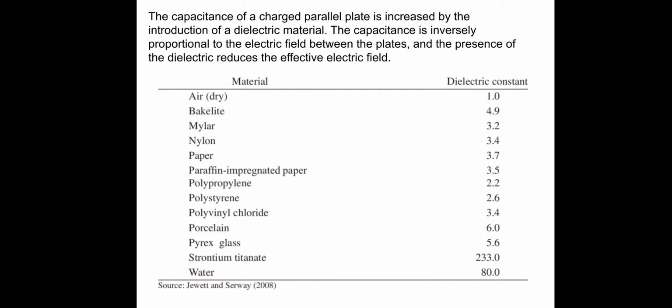So here's some examples. So we've got the material and the dielectric constant. So we've got air, which has a dielectric constant of 1, which is similar to a vacuum. Bakelite 4.9, mylar 3.2, nylon 3.4, paper 3.7, and then some other materials that are used in capacitors. And as you can see, some of them, this strontium at the bottom, increases capacitance by a factor of 233. If you want to pause and make some notes on the writing at the top, that's fine. And then just unpause when you're ready to move on.